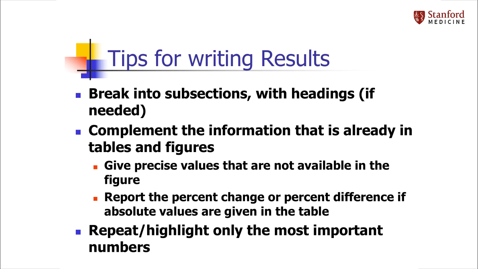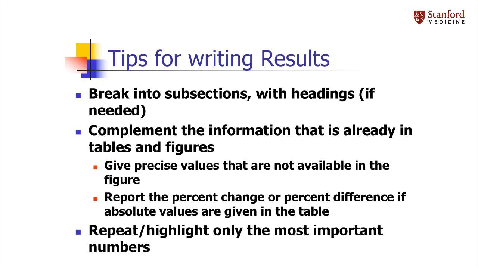Or if you presented the means of two groups in the table, you could in the text report the percent difference in those two groups, so a slightly different take on those numbers. For example, rather than repeating that good witches exercise 60 minutes a day and bad witches 30 minutes a day, you could say that good witches exercised twice as long as bad witches. That would complement the information in the table. You can repeat or highlight the most important numbers from the table.